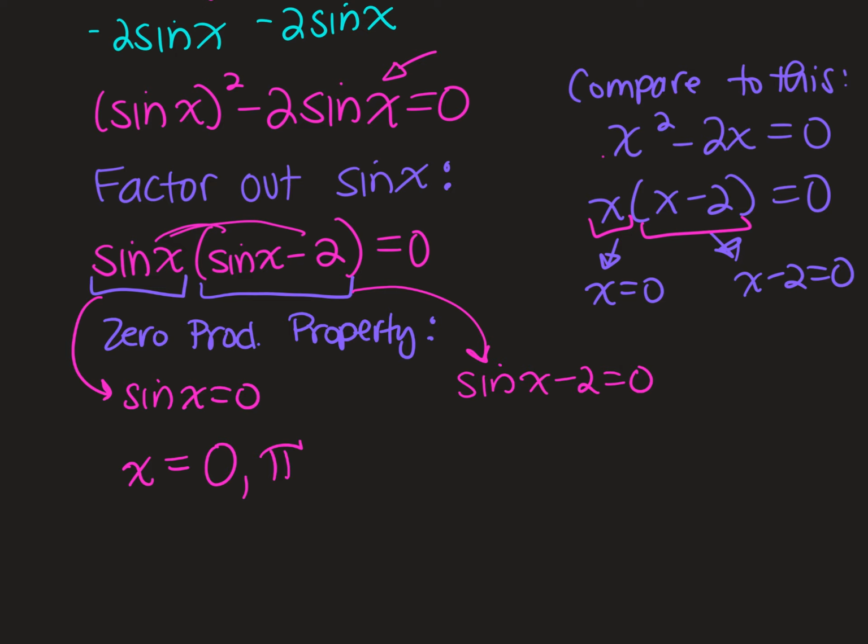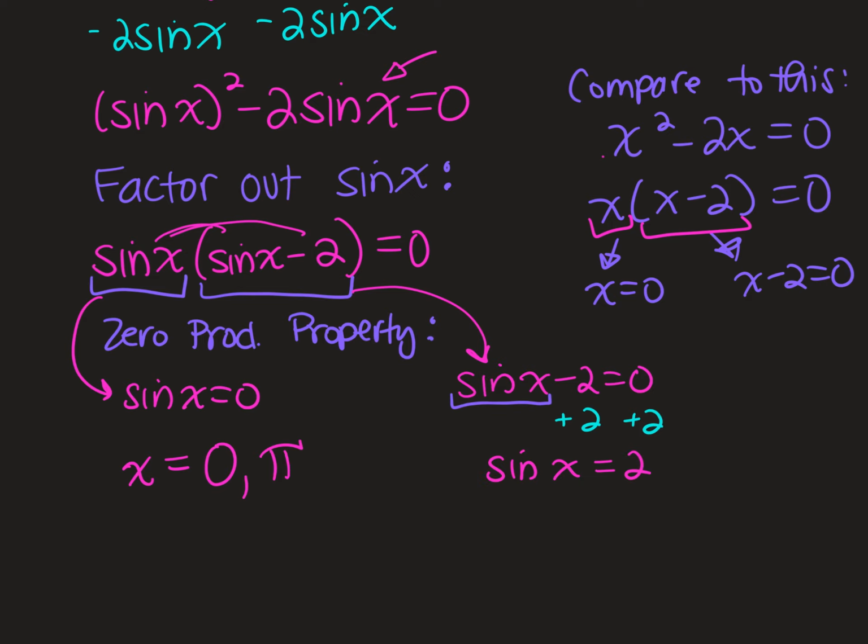Let's talk about this one. What do you think I should do to get sine of x by itself? Because that's my first goal. Get this guy by itself. Add 2. Good. So let's add 2 to both sides. So I get sine of x equals 2.